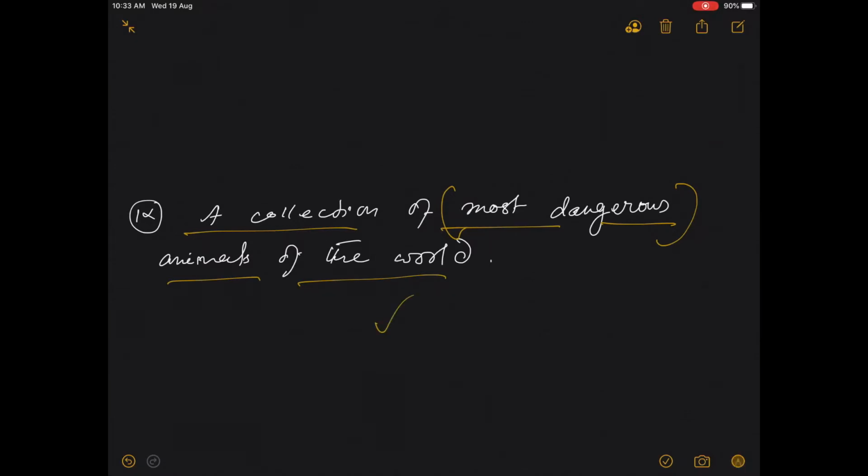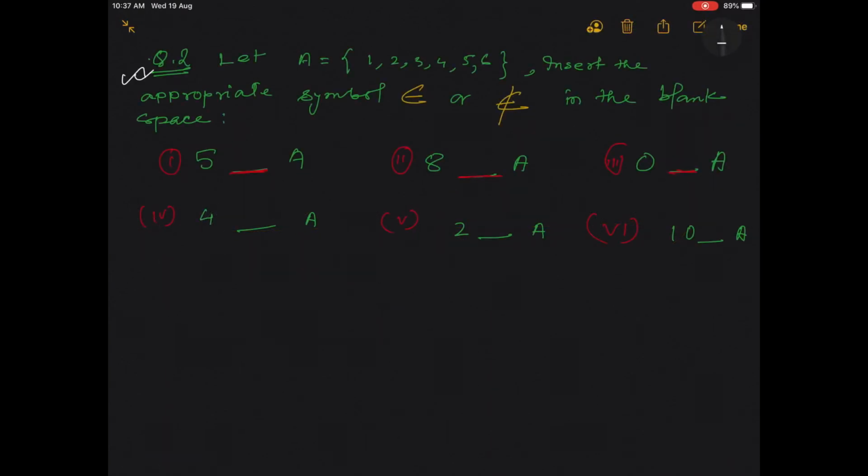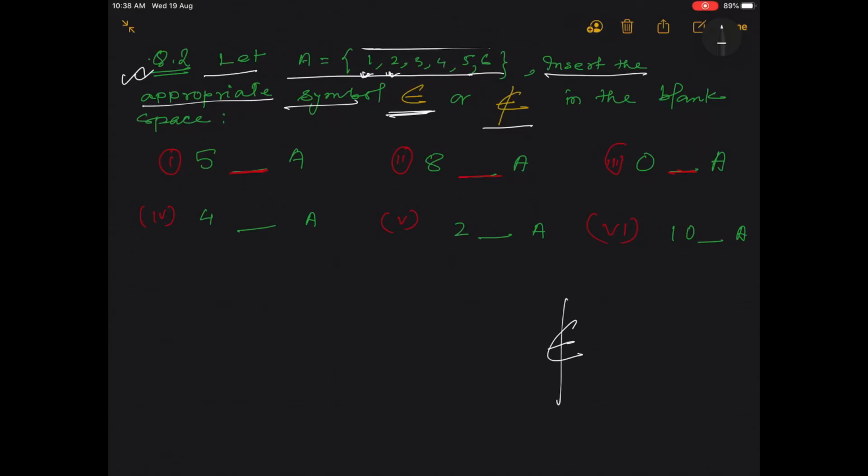Okay, now let's move on to the next question. Here you can see this is question number 2. So what to do here: let set A be equal to 1, 2, 3, 4, 6. These are the elements in set A. Remember, the members of a set are called elements of that set. Here we need to insert the appropriate symbol, belongs to. This symbol is called belongs to, and this is not belongs to. When you cut it, this represents not belongs to.